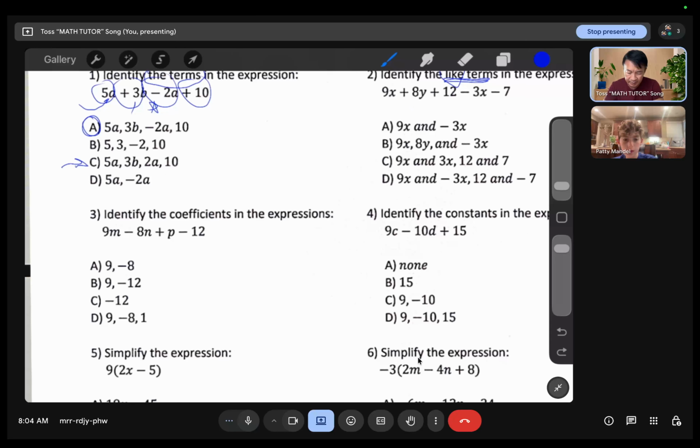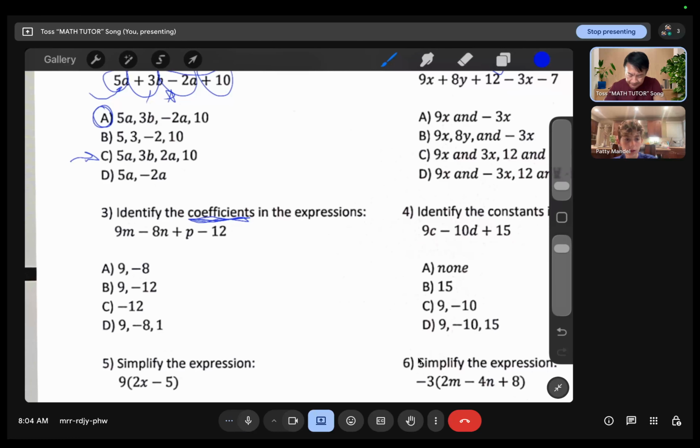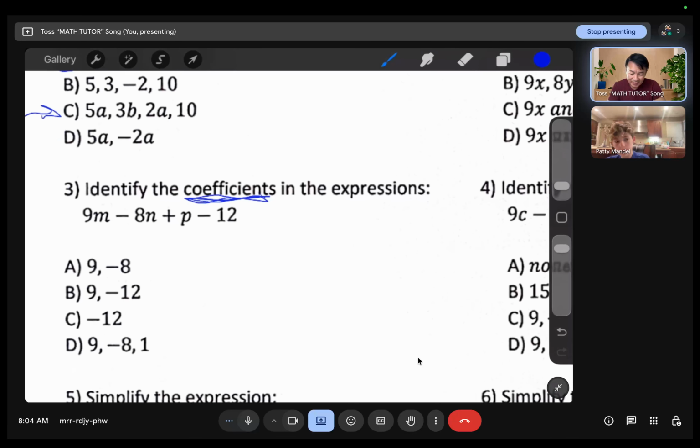Okay, now this time for coefficients. Now, what do you think? Coefficients. So if you recall, 9 and negative 8. 9, negative 8. Okay, that is correct. And 1. And 1, yes. So 9. That's right. Yeah, just be aware.